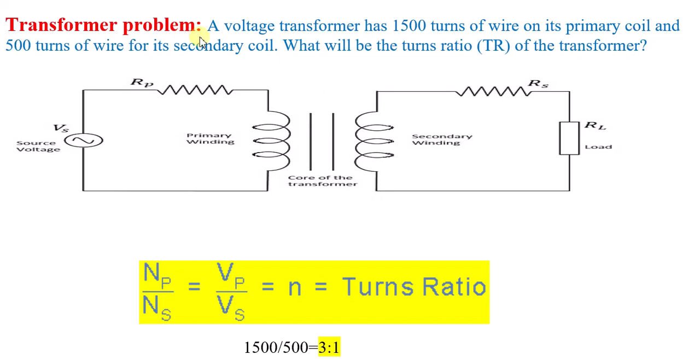First thing is to understand the problem, like what is the issue, what is required, and what is to be solved. So let us quickly start. A voltage transformer has 1500 turns of wire on its primary coil and 500 turns of wire for its secondary coil. What will be the turns ratio, that is TR, of the transformer?